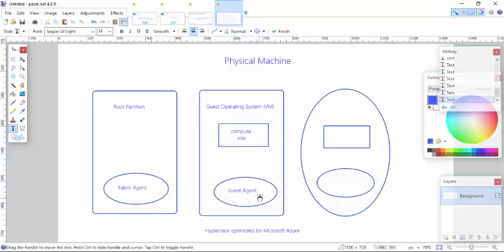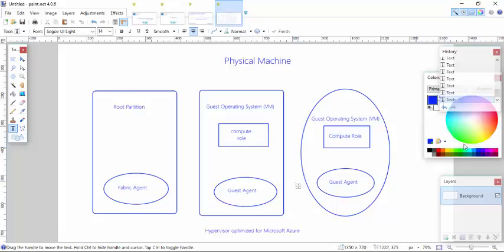After we have a guest agent here, we also have a guest agent here, and then a compute role. And basically, I would say this is a guest operating system, which might also be a VM running here.